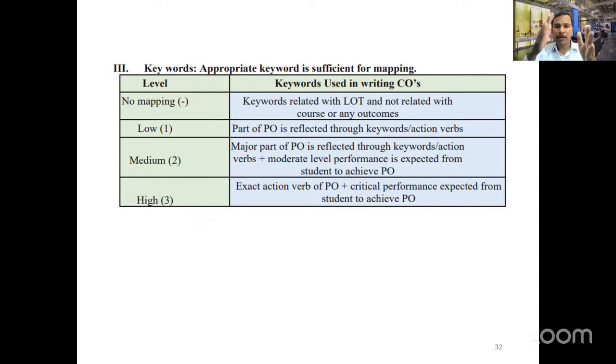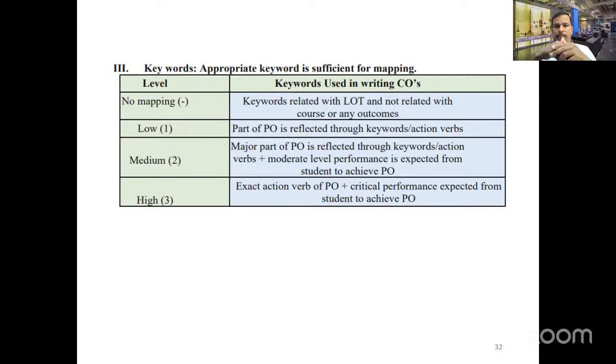Then, if a major part of the PO is reflected in the CO with all action verbs, mode of performance, subject content, everything, but the student performance expected is only moderate level, only moderate, then the mapping level between the CO and the particular PO will be 2.